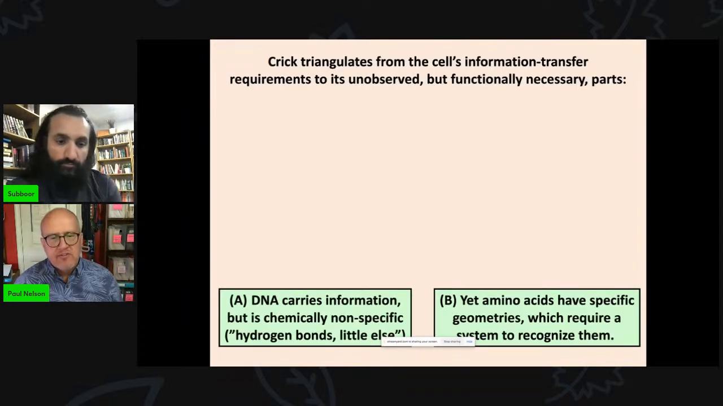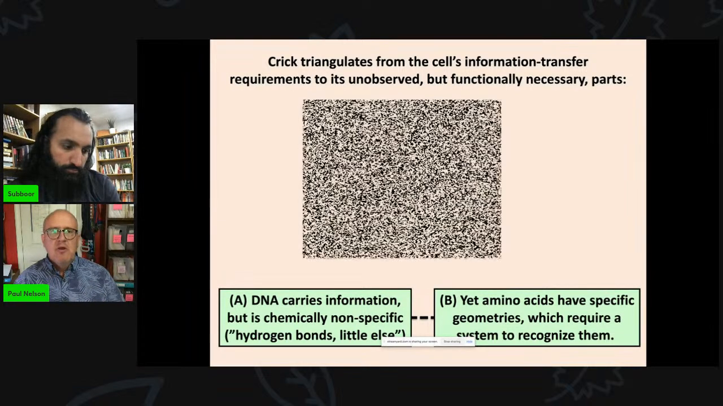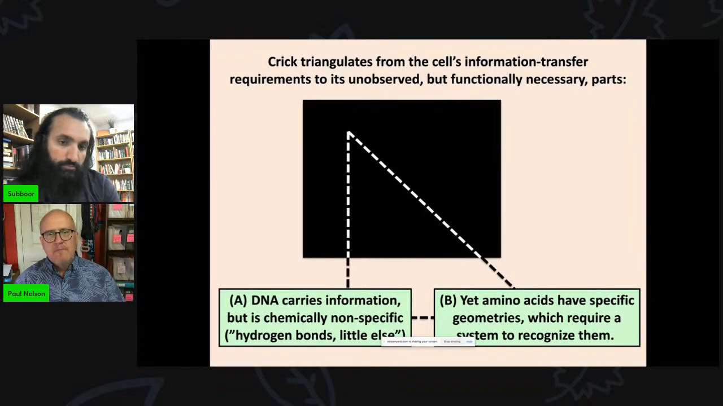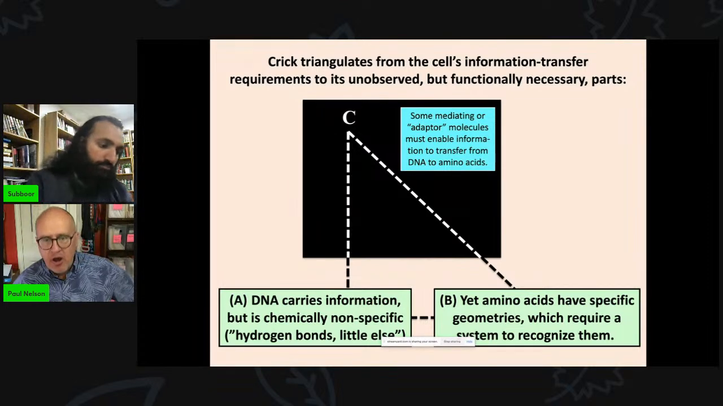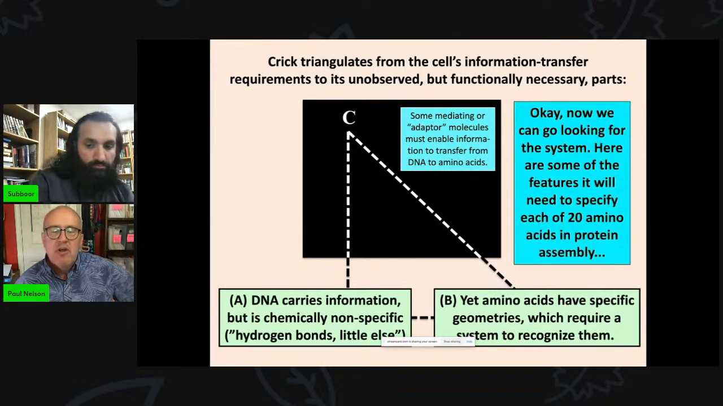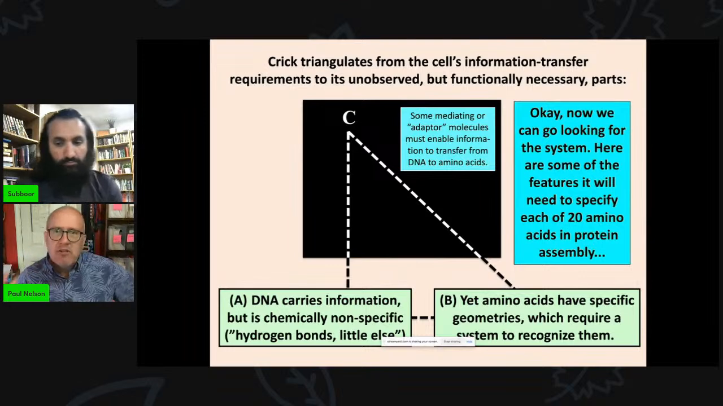So he triangulates. DNA, we know, in 1955, carries information but is chemically nonspecific. Amino acids have specific geometries which require a system to recognize them. We triangulate into C, within our black box of the cell. What is C? There must be some mediating or adapter molecules that enable information transfer to go from DNA to amino acids. All right, we've got our warrant. Let's go looking for it.